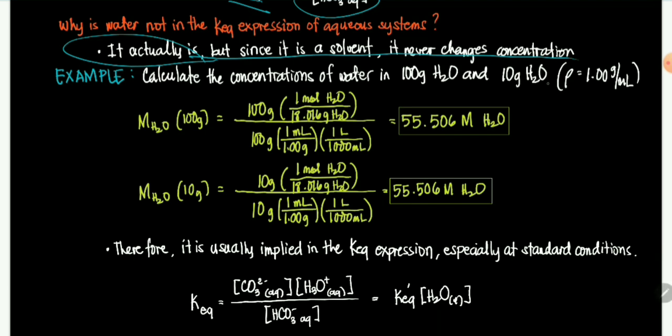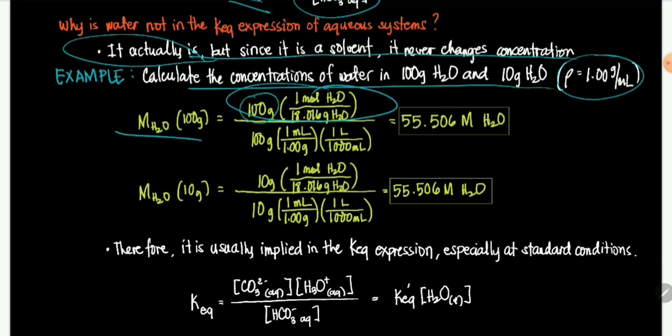Calculate the concentrations of water in 100 grams and 10 grams of water. Let's assume that the density of water is 1 gram per mL. So, the molarity of water for 100 grams is equal to the number of moles of water. We convert the mass to number of moles by dividing our 100 grams by 18.016, over the volume of the water. The result is 55.506 molar H2O.